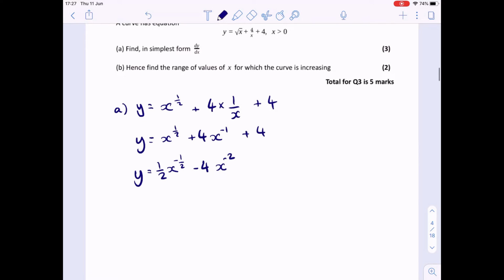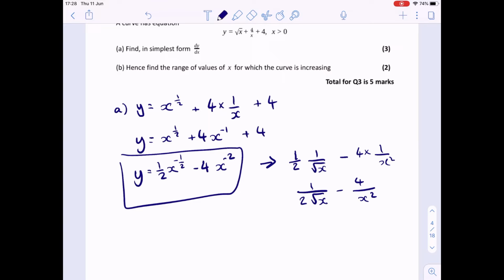We could rewrite it if we wanted to as a half times 1 over the square root of x, or 1 over 2 root x, and this minus 4 times 1 over x squared, or minus 4 over x squared, but I think that this is probably fine for our final answer.